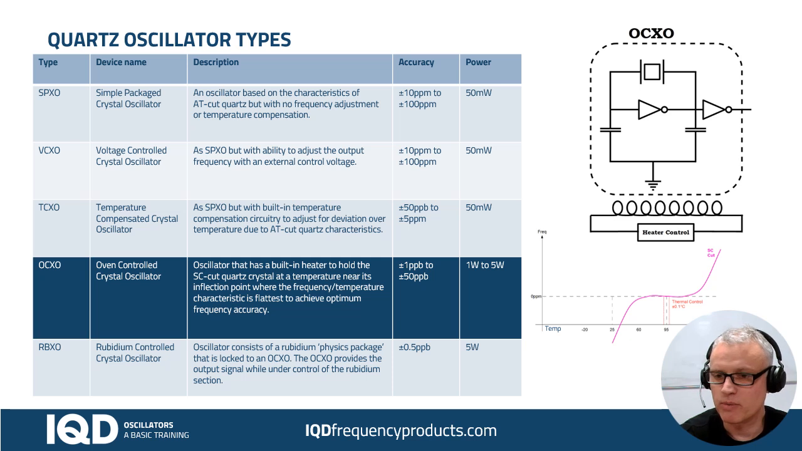Why do we want that temperature response? Well, what we've got in that temperature response is a flat spot somewhere about the 90 degree mark, and that flat spot means that when we do have that 0.1 of a degree temperature shift while the external temperature is changing, the frequency shift that we're going to see caused by that is going to be very, very low. And we can achieve 1 ppb or even less than 1 ppb with these products. So it's a massive improvement on a TCXO or the products below.